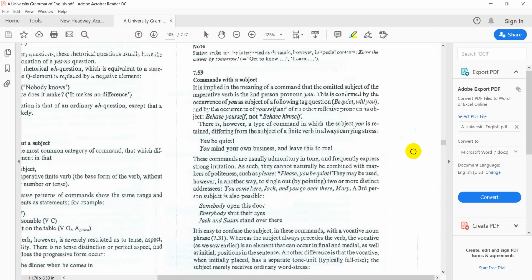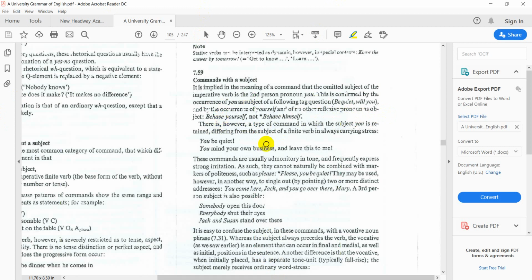This is confirmed by the occurrence of you as a subject of a following tag question. Be quiet, will you? See, so I use you as a pronoun with the tag. And by the occurrence of yourself, and of no other reflexive pronoun. So we use only yourself, but not any other reflexive pronoun. That is wrong. So we say behave yourself, but not behave himself. Behave yourself, because we are talking about you.